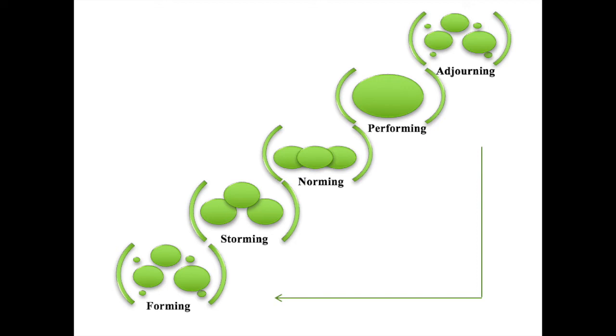The last stage is adjourning. After the completion of the task and project, reviewing the success and failure, the team leader should conduct an evaluation, help the team celebrate their success, identify the strengths to retain, explore possible improvements for the future, and help the team transition to the next assignment.